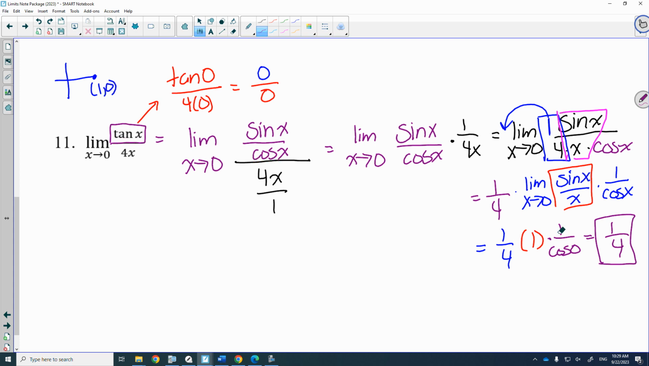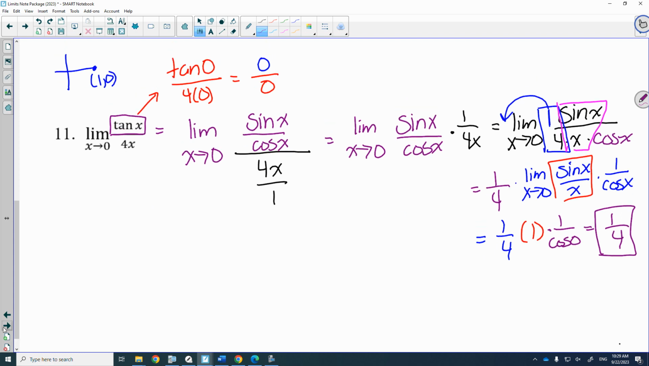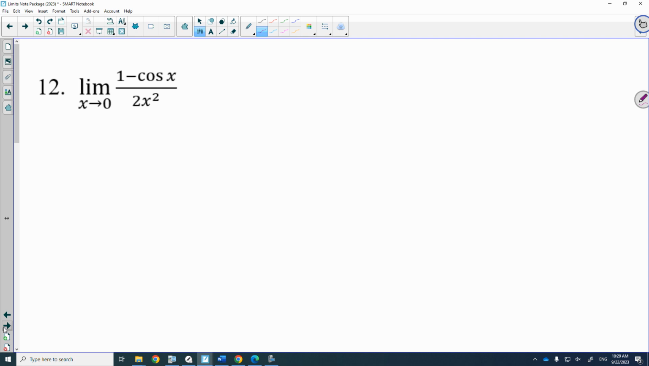Okay, let's do a couple more with simple identities that we could take out. Okay, let's look at this one. We would be indeterminate because I get 0 in the denominator and 1 minus cos of 0, 1 minus 1 is 0 over 0. So you say, what do we do? We can't factor. We're going to multiply by the conjugate. So let's multiply by the conjugate, see what we get.